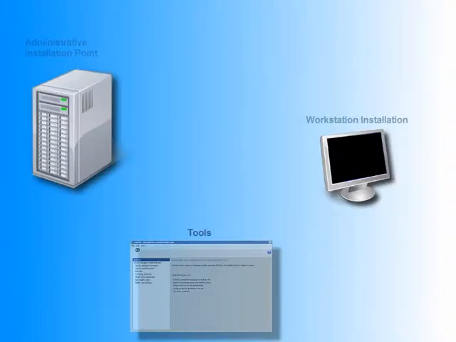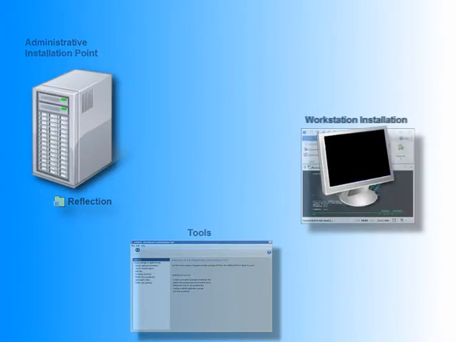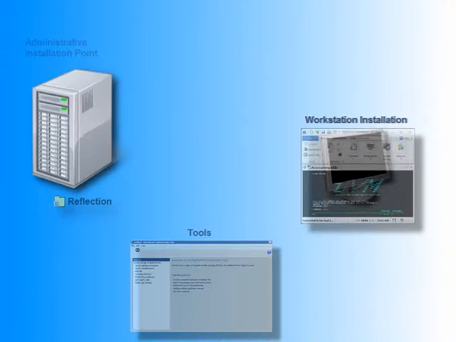In this video, we'll show one way to set up an environment that you can use to customize and test your Reflection deployment. First, we'll show how to set up an administrative installation point. This is typically a network share that has an image of Reflection and all of the custom files you want to deploy. Then we'll show how to install Reflection on a workstation that you can use to create session document files and other files to customize Reflection.